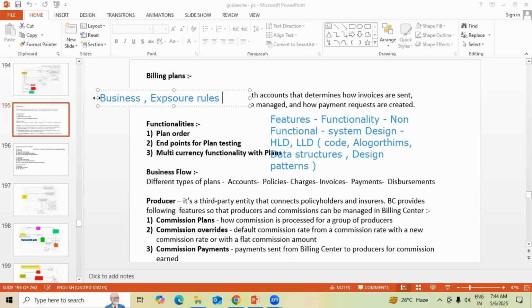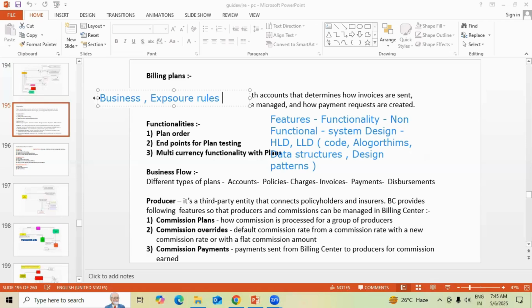Point number two, when it comes to the exposure rules, it is nothing but the risk that is associated. Okay, whatever the risk that is associated. For example, when we are issuing any kind of new plans or something like that, whatever the exposure that is involved, this is all part of exposure rules. So business rules are different, exposure rules are different.